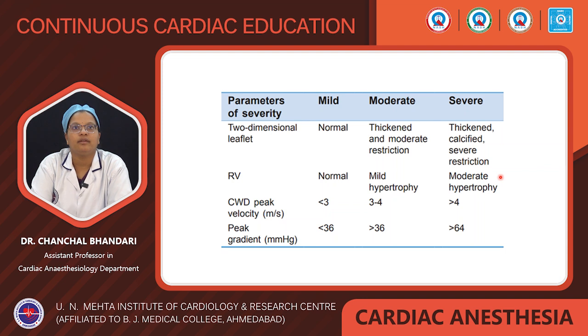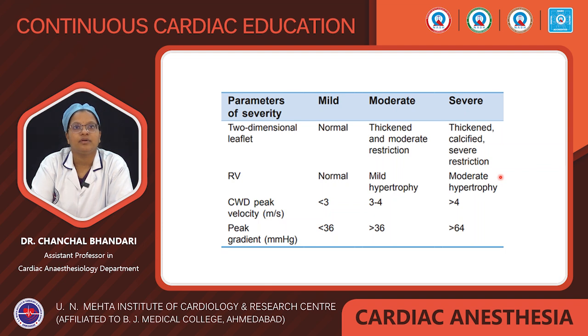So, how to grade pulmonary stenosis as mild, moderate and severe? In 2D, the leaflets will be normal in mild PS. They will be thickened with moderate restriction in moderate PS. And in severe PS, the leaflets will be thickened and calcified. The right ventricle will be normal in mild PS. In moderate, we see mild hypertrophy, and in severe cases, there will be moderate hypertrophy.